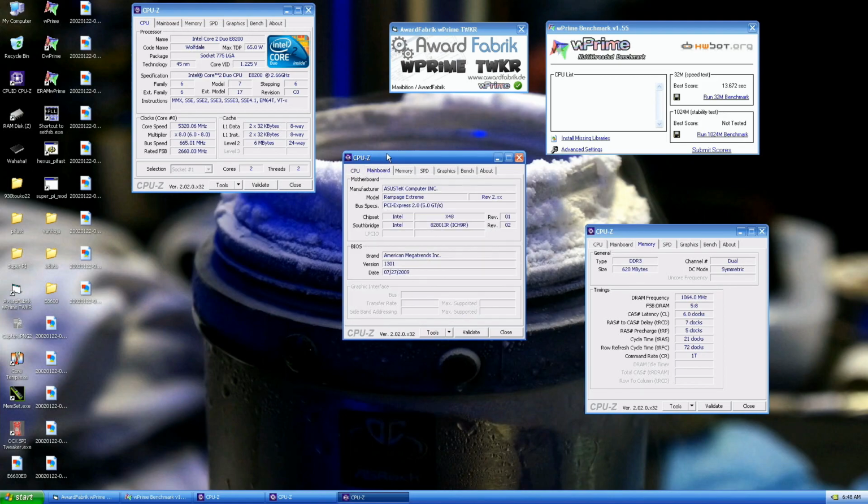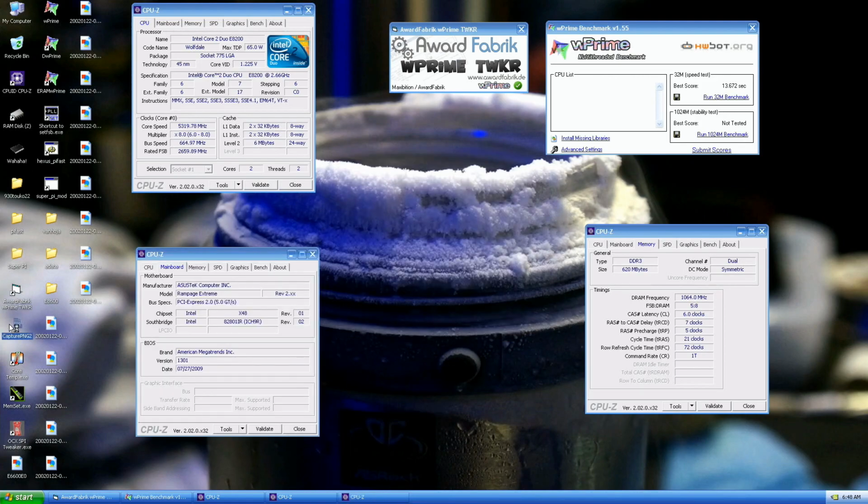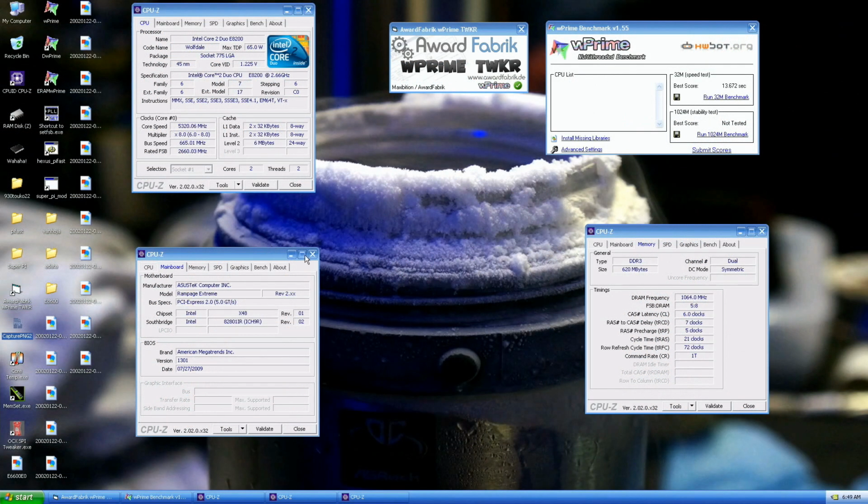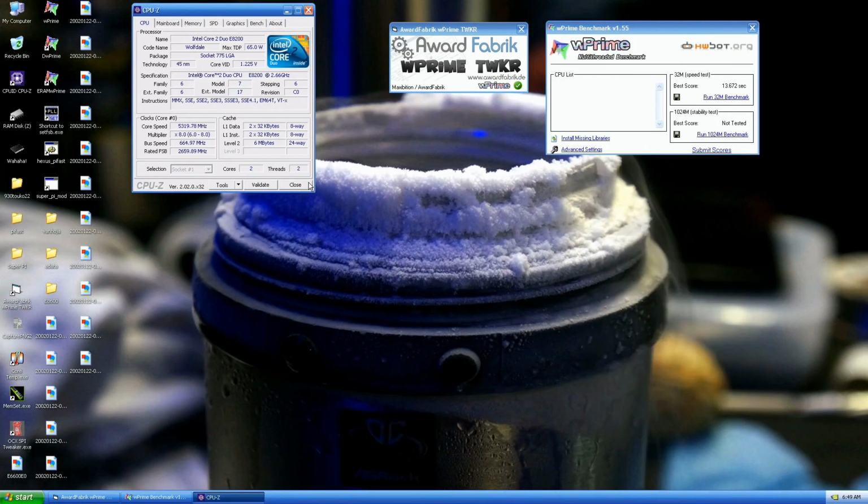I think the previous rank one score should be by Terroraptor as well for 32M. No, it's by Icepower 798 and also Terroraptor. Icepower at 5.44 gigahertz. Terroraptor had very good efficiency at 5.2. So Terroraptor definitely had good performance. Icepower, the German guy, not so much. But yeah, so now 32M and so on.